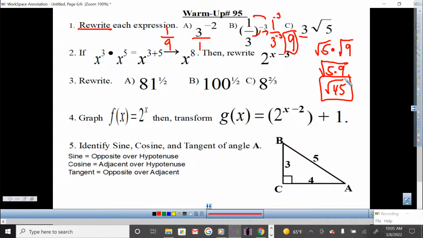Okay. Next, this one right here, this can be rewritten as 2 to the x times 2 to the negative 3, and of course this is 2 to the x over 2 to the 3rd, which is 8. Yes, I gave you plenty of practice on the warm-ups with that one. Okay, good. Let's look at number 3.